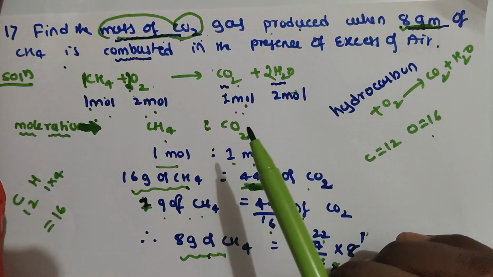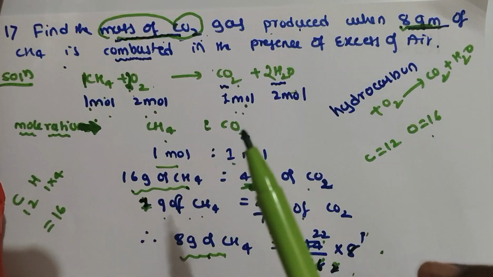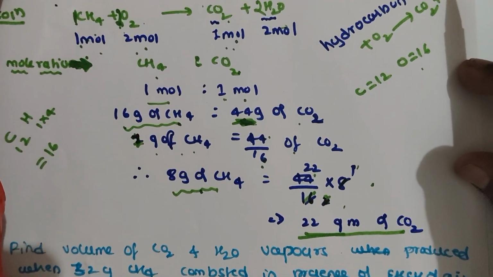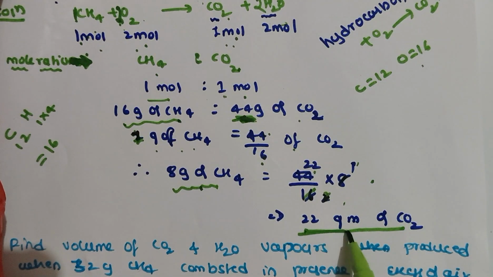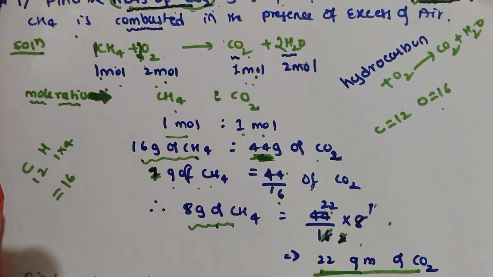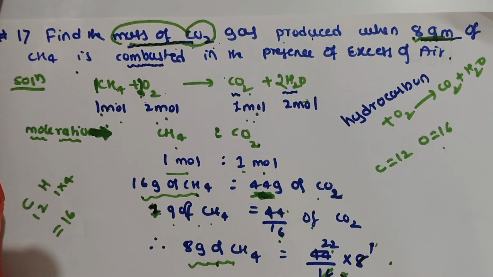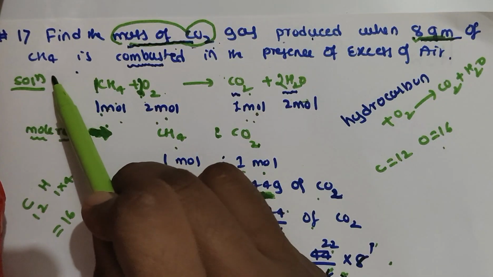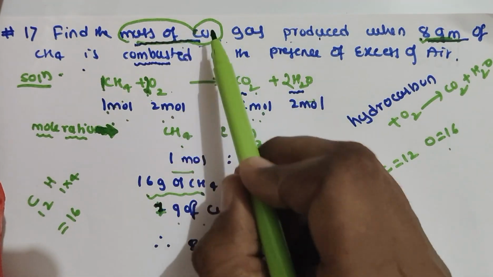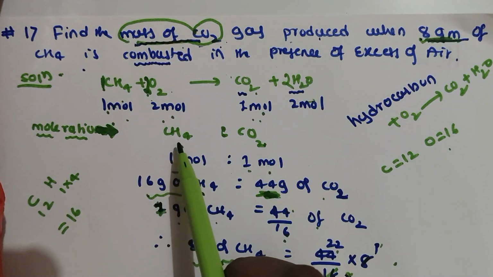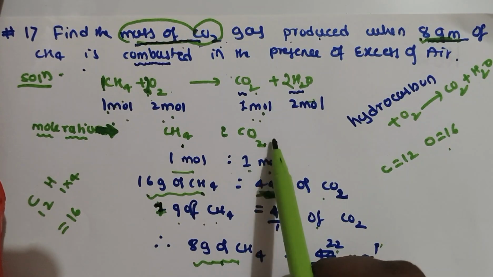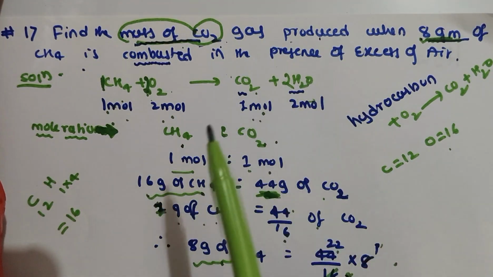So we calculate the mass of CO2 here. We already calculated that: 22 gram of CO2. Is this clear to everyone? Any doubt? I will repeat it once again because this is a very important concept. Here they given the mass of CH4 and they ask the mass of CO2. Therefore, we write the relation between CH4 and CO2 only. Don't bother about other reactants and products.